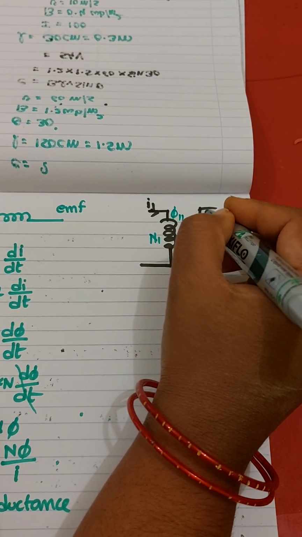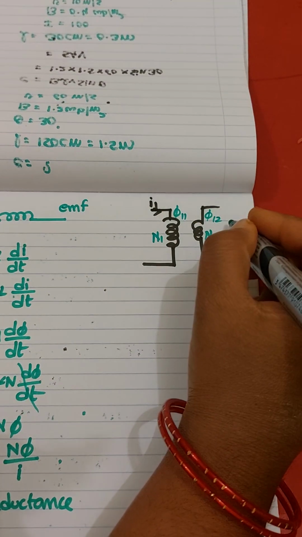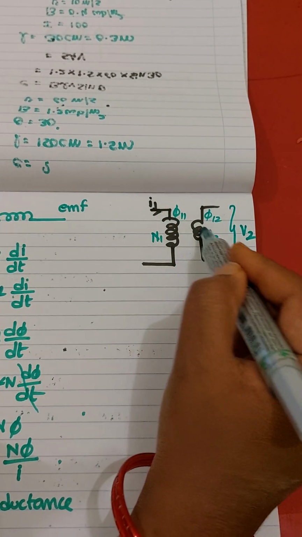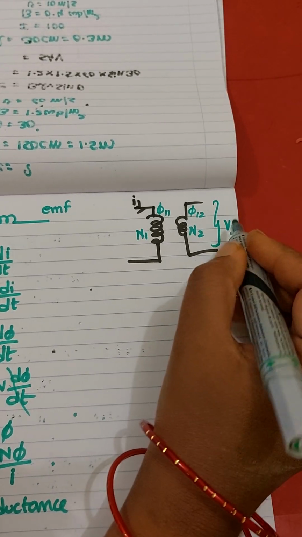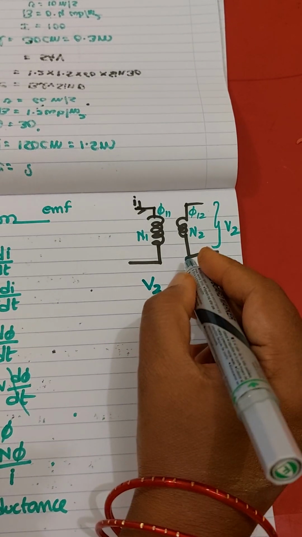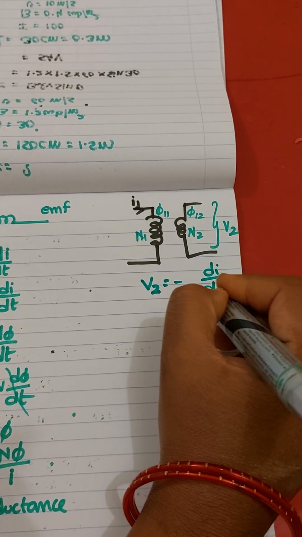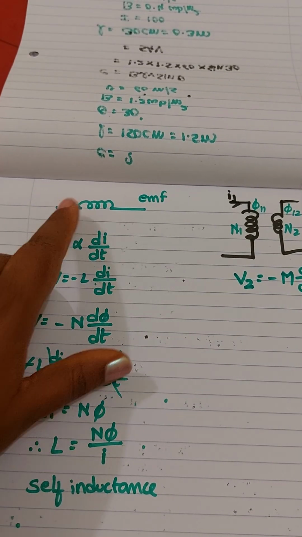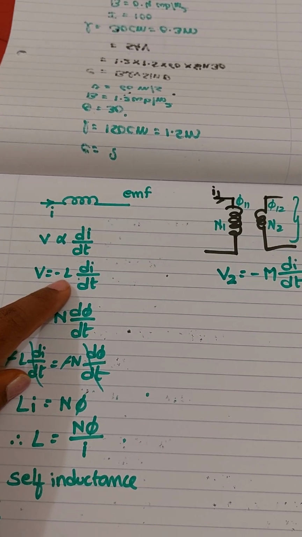Because of current I1 in coil 1, flux is also induced in coil 2. So here the final output will be V2, because the coils are coupled, so the output is received on the secondary side. So V2 is equal to minus L di/dt, but instead of L I am writing M. The reason is that L is self inductance, the coil's own inductance.